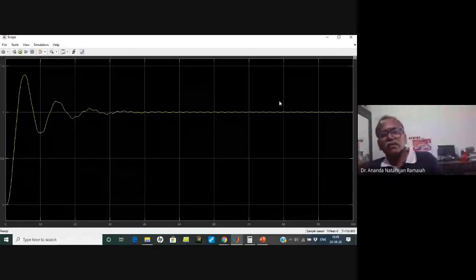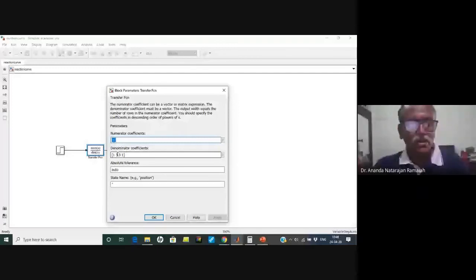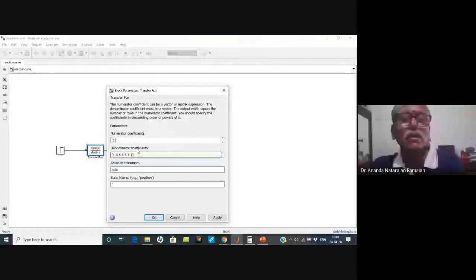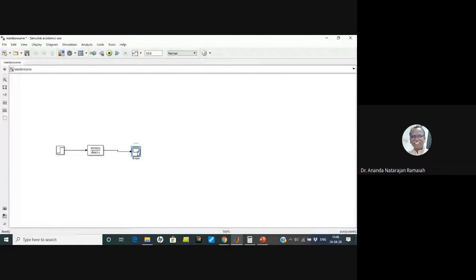So how to design a deadbeat controller for a higher order process? You have to obtain the reaction curve. I took one order less, 1, 4, 6, 4. Now what you have to do, you have to give a scope. Give simulation. You simulate and take this. This is the reaction curve.